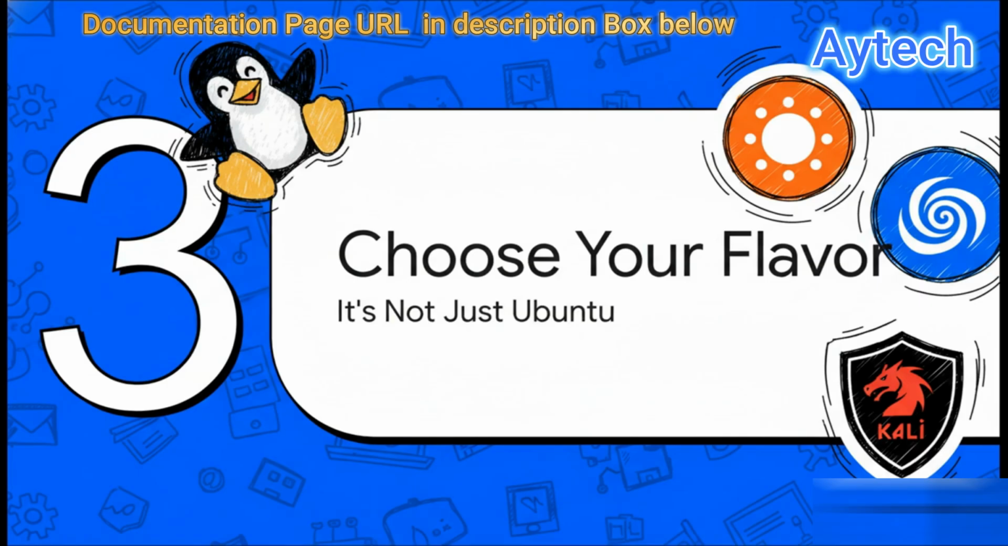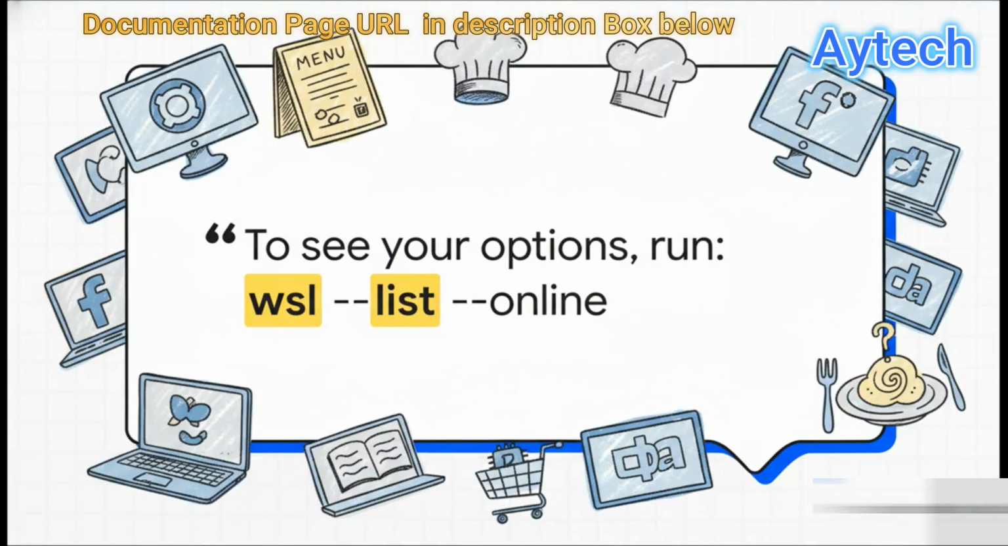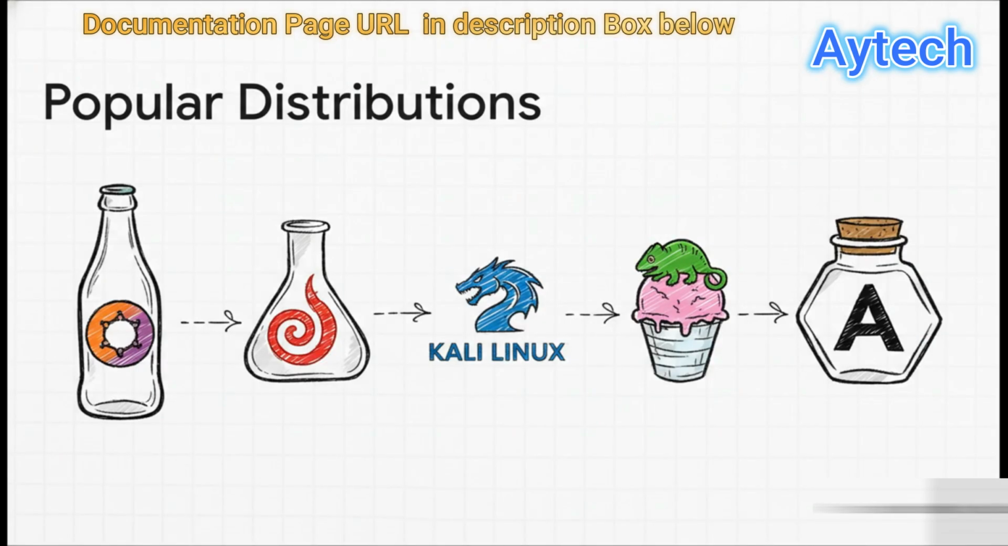But what if you're a Debian fan? Or maybe you need Kali Linux for some security work? No problem at all. You are not locked into Ubuntu, and it is super easy to pick your favorite. If you want to see what's on the menu, just pop open PowerShell again and run this command. It'll show you a full list of all the Linux distributions that are available for you to install directly. And the list is pretty impressive. You've got all the big names like Debian and OpenSUSE, specialized ones like Kali Linux, and even community favorites like Arch. The whole point is that you can pick the exact environment that you need for your work.